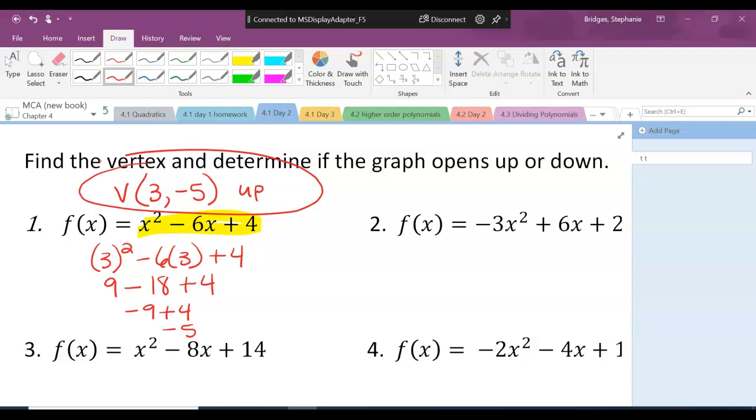Are you okay with that one? I want you to try number 2. Go ahead and start working on trying to find the vertex of number 2. The A value is the number in front of x squared. Yeah, exactly.